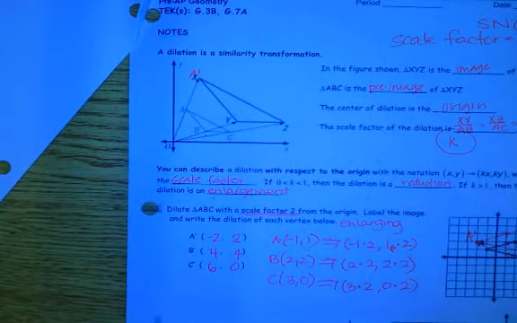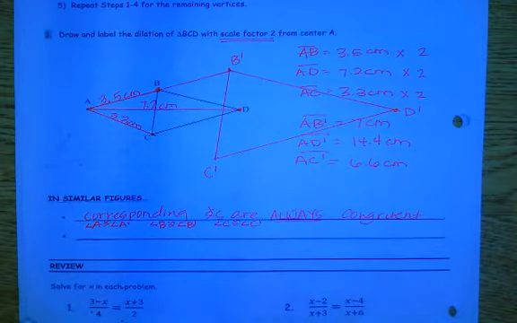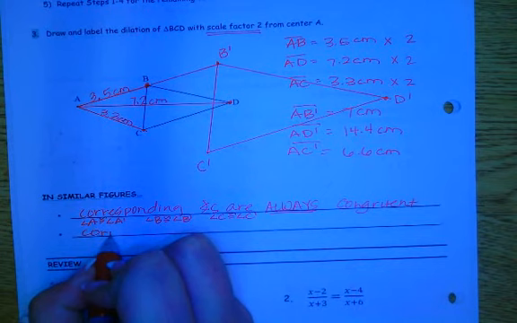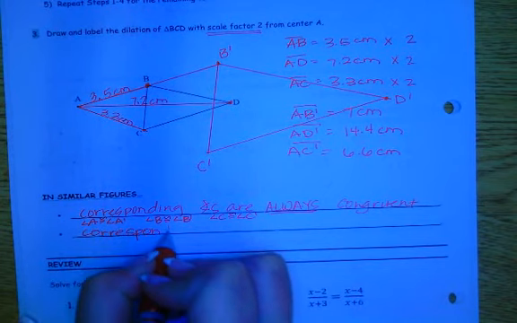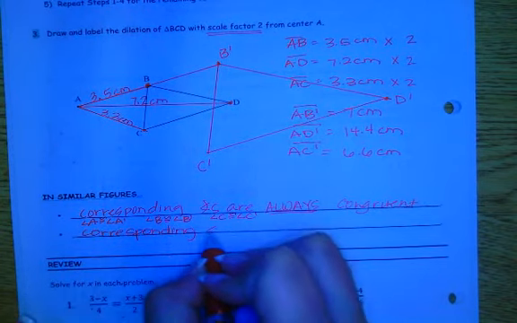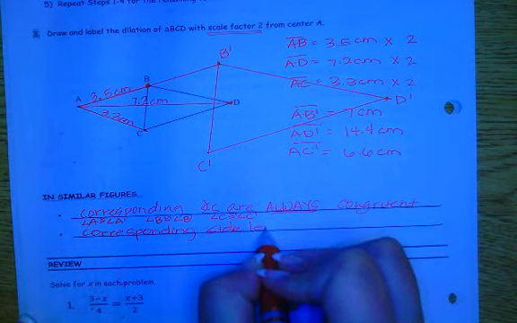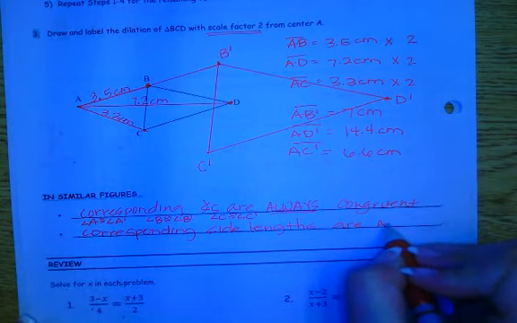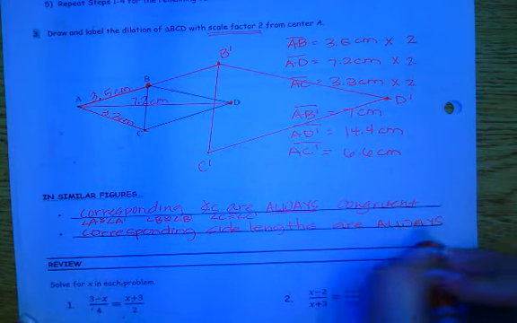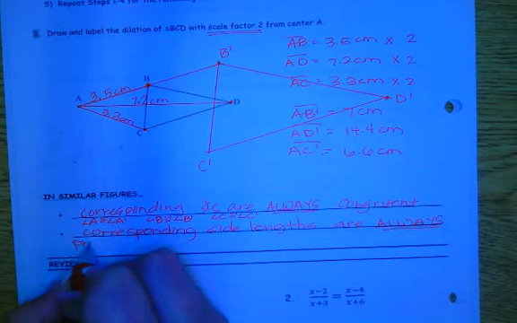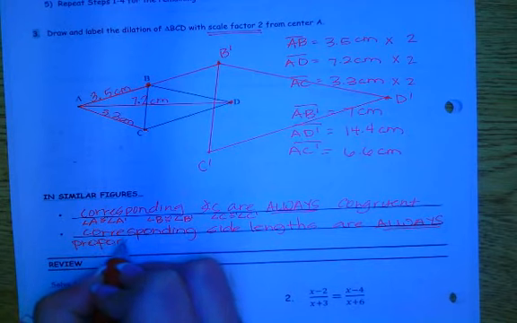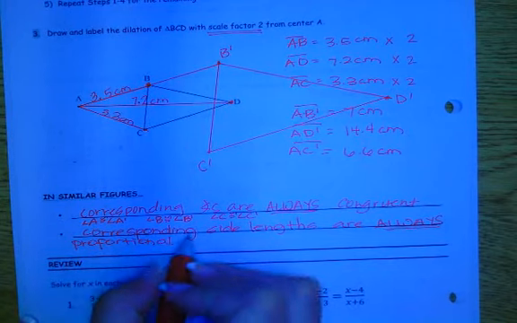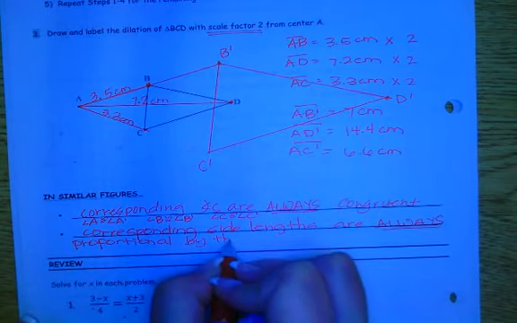The second thing is corresponding side lengths are always proportional by the scale factor. In other words, their ratios are always equal to each other.